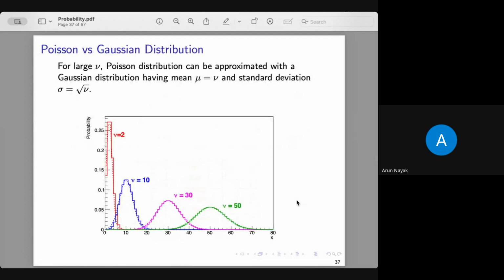Now there is a relation between the Poisson and Gaussian distributions. If you have a very large nu, the Poisson distribution can be approximated with a Gaussian distribution having mean mu equal to nu and standard deviation sigma equal to square root of nu. You can see this in this plot. If I take nu equal to 2, the lines give the Poisson distribution and the dotted lines are the Gaussian distribution. When nu equals 2, they are not matching well. As you increase the nu values, the two distributions tend to match better.